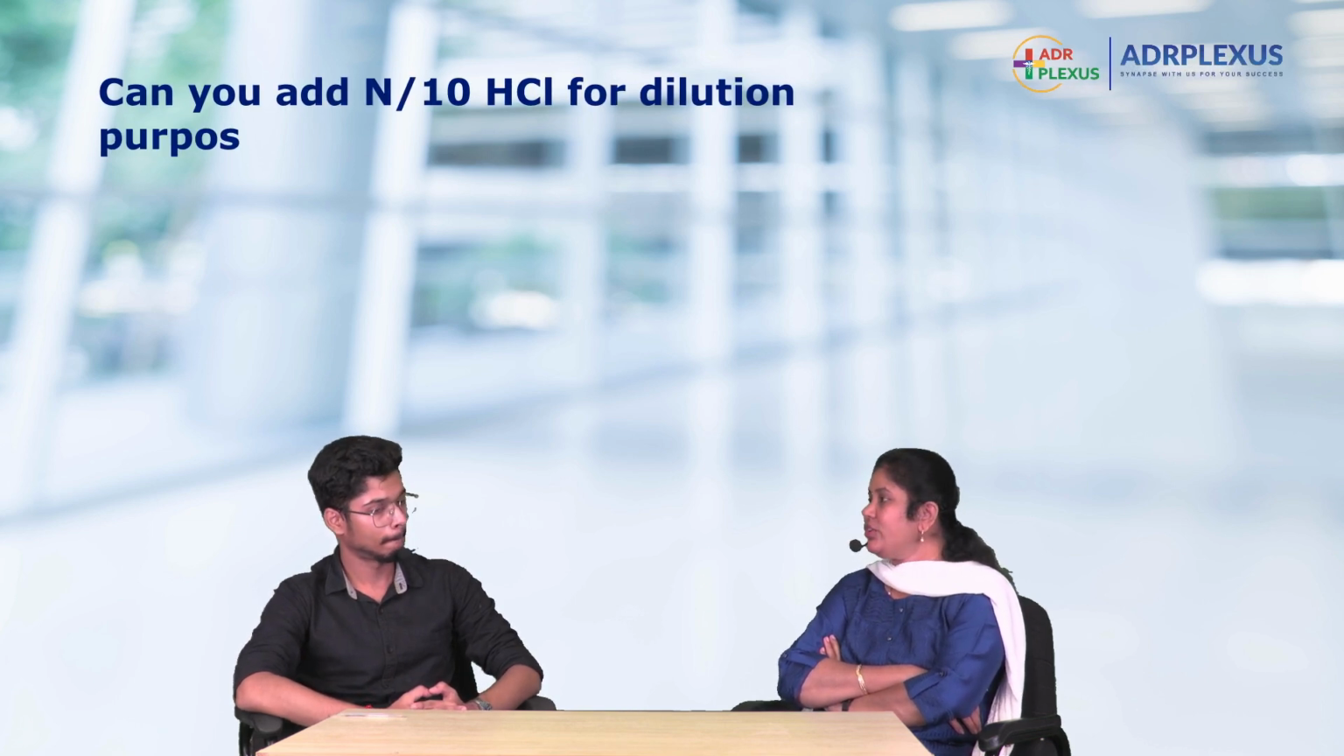Can you add tap water for dilution purposes? No, ma'am. It may create turbidity as it contains more salt, which might hinder the color matching. Can you add N/10 HCl for dilution? Yes, ma'am, but it's not cost effective. Many students say that if you add N/10 HCl, the cells will get hemolyzed. But the hemolysis has already been done; the RBCs have been completely broken down, and that's how we got acid hematin. So there is no problem in adding N/10 HCl except that it is costly.